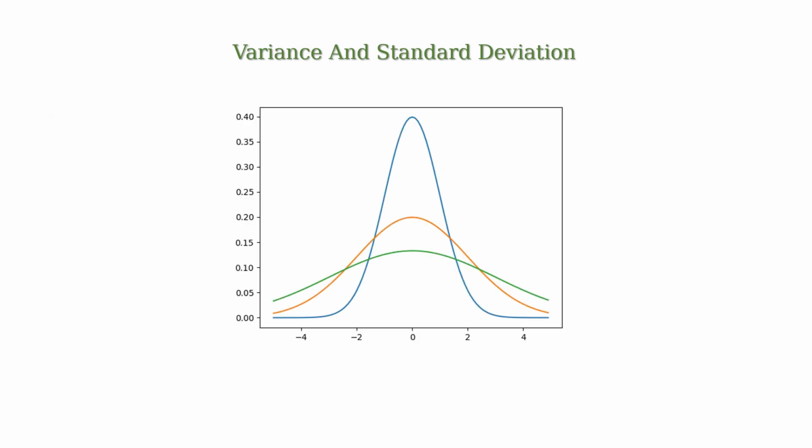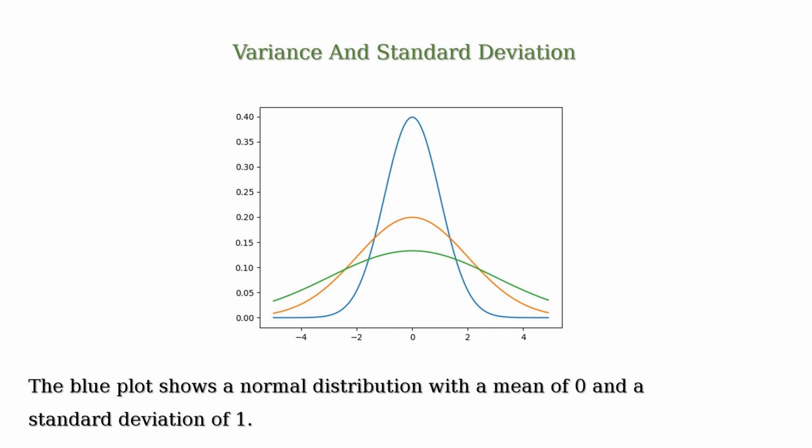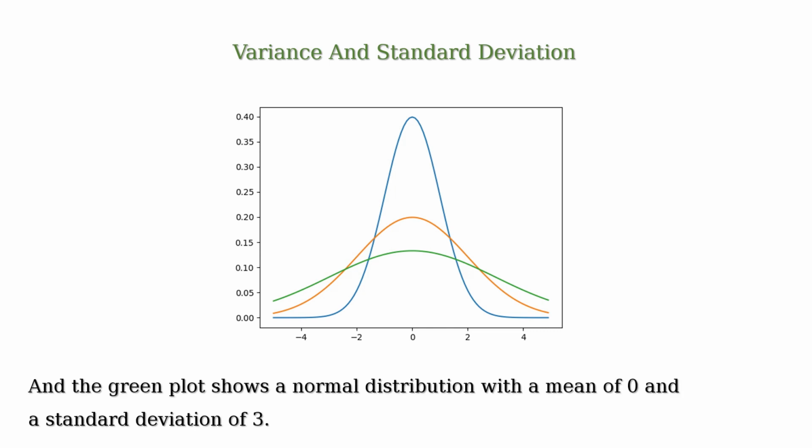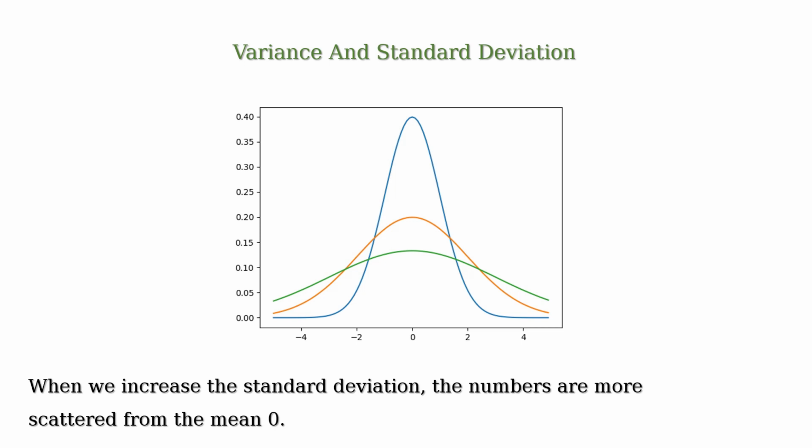Data that has more variance and standard deviation is more scattered while comparing it to the central tendency or the mean. For example, this blue plot shows a normal distribution with a mean of 0 and a standard deviation of 1. This orange plot shows a normal distribution with a mean of 0 and a standard deviation of 2. And this green plot shows a normal distribution with a mean of 0 and a standard deviation of 3. As we can see, when we increase the standard deviation, the numbers are more scattered from the mean 0.